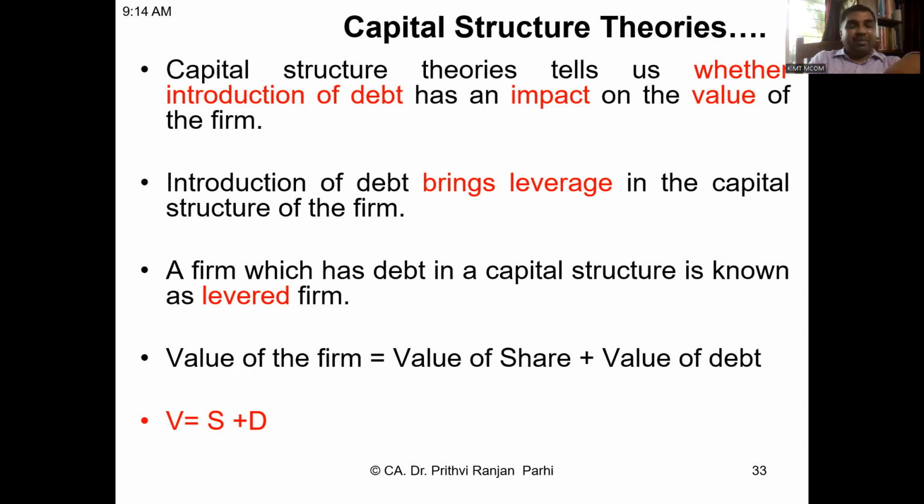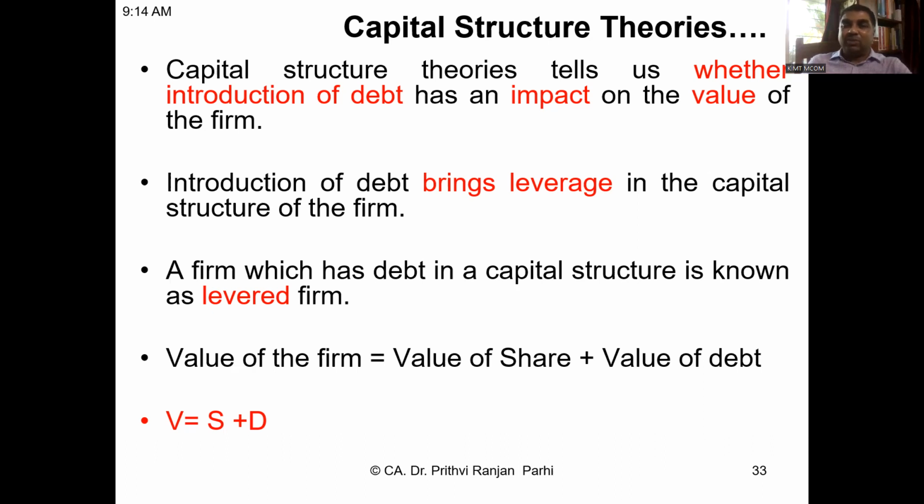So if there is no debt, that means it's a zero debt company. And if debt is introduced, debt is a cheaper form of finance. Cost of debt is cheaper. If a cheap form of finance is introduced in the capital structure, normally we expect the value of the firm should go up. But it is a difficult thing to decide how much debt needs to be introduced.